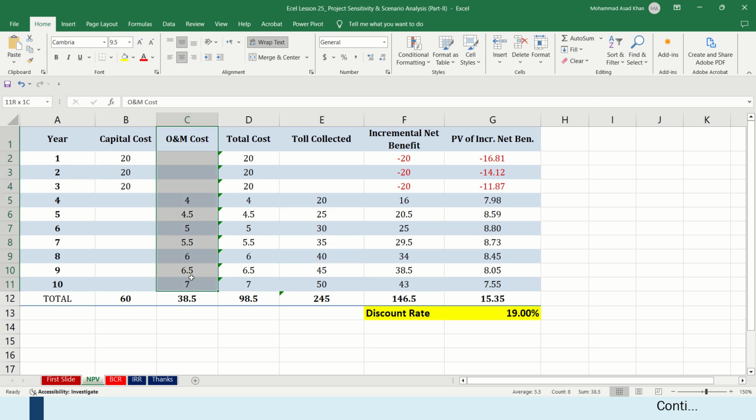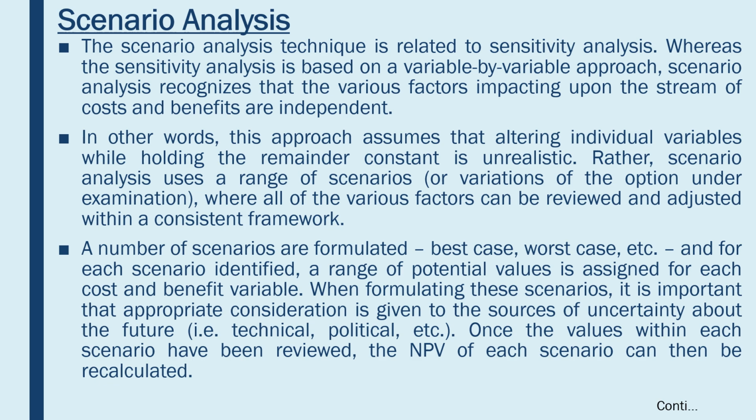It can also increase in the case of war or other natural calamities. The O&M cost can rise drastically, and it can increase your total costs. So though the revenue can reduce, the total cost can increase, or it may also reduce with the advancement in technology. So these are totally independent variables, so they can change. This is what scenario analysis wants to explain.